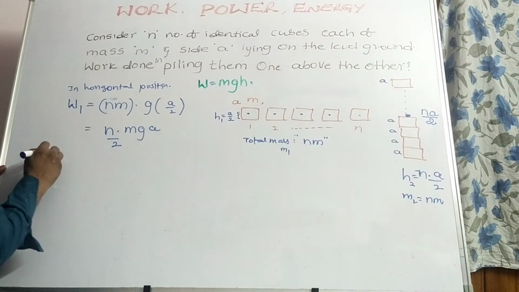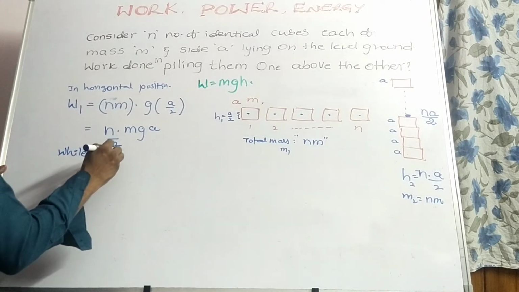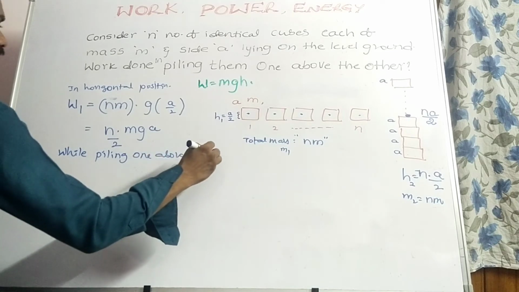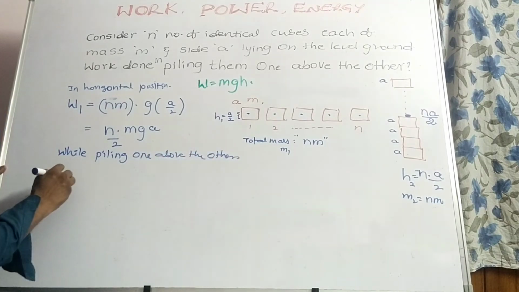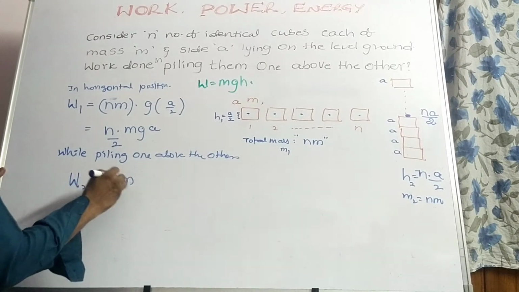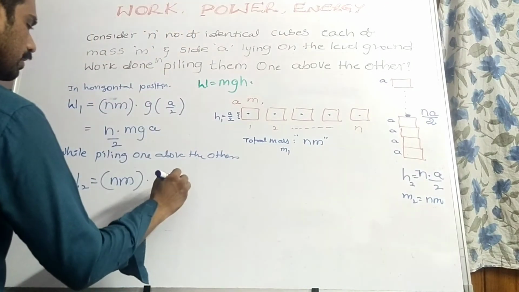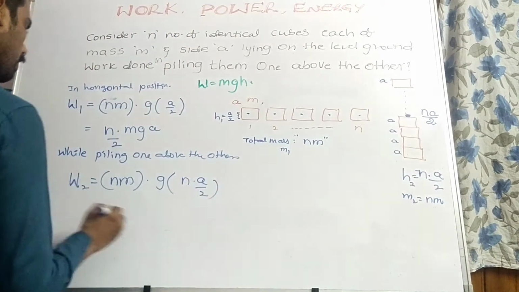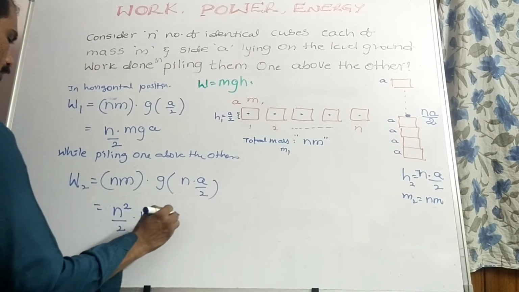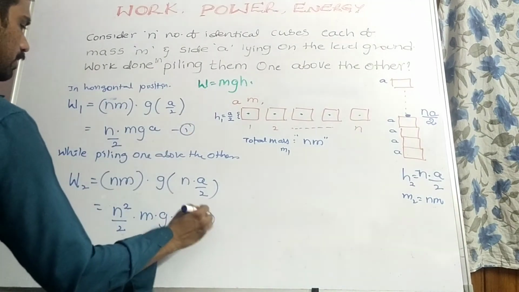Now what about while piling them one above the other? W2 is equal to mass nm into g, and instead of height we write n into a by 2. That is equal to n square by 2 into m into g into a. This is expression number 1, and that is expression number 2.